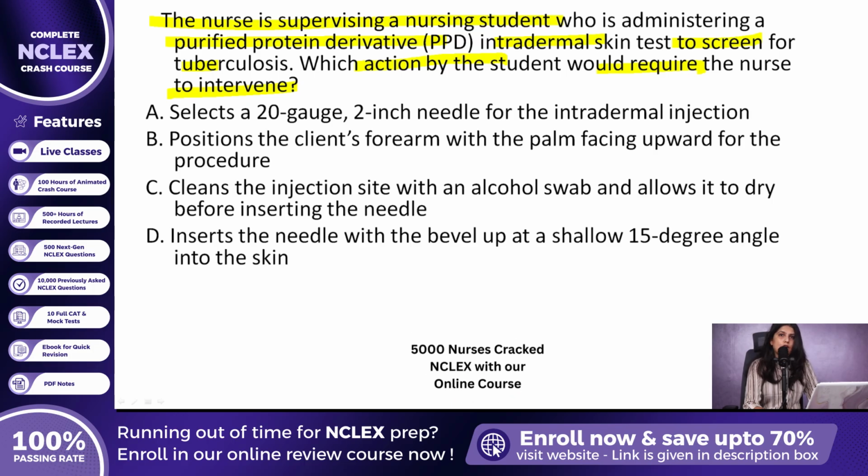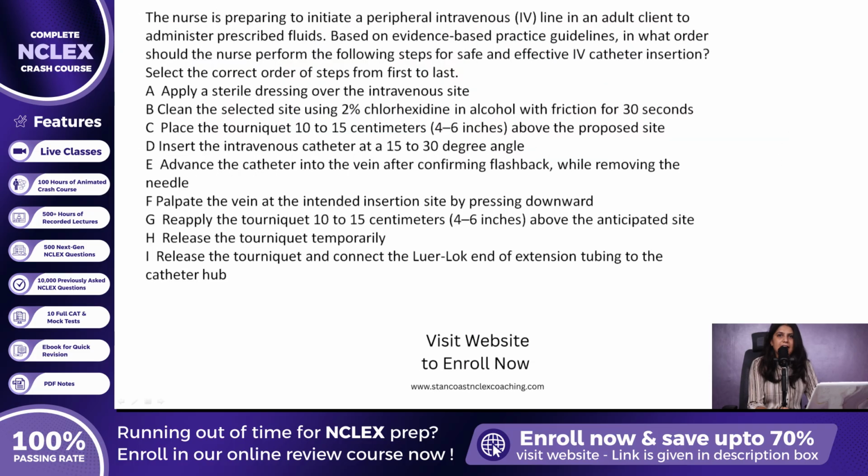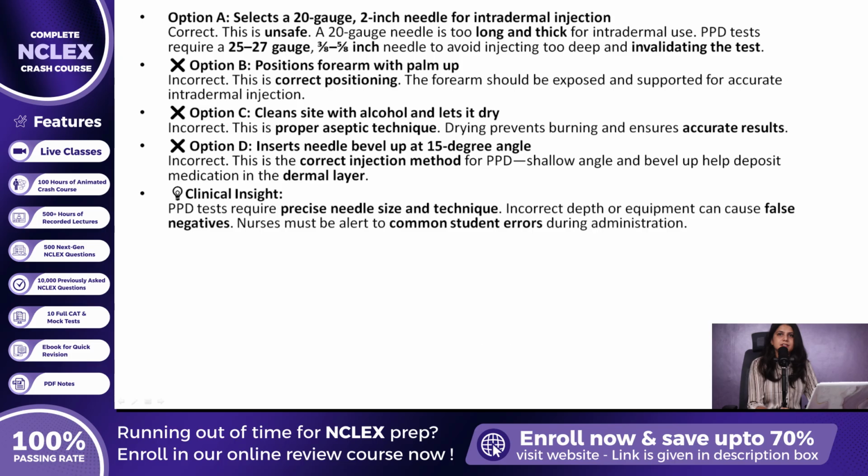The correct answer is Option A, selects a 20-gauge, 2-inch needle for the intradermal injection. This is a critical error that requires immediate intervention. A 20-gauge needle is far too large and long for intradermal use. It is typically used for intramuscular or intravenous administration. Purified protein derivative testing requires a 25 to 27 gauge needle that is short in length, usually between 3/8 to 5/8 of an inch, to ensure the medication is deposited precisely within the dermal layer.